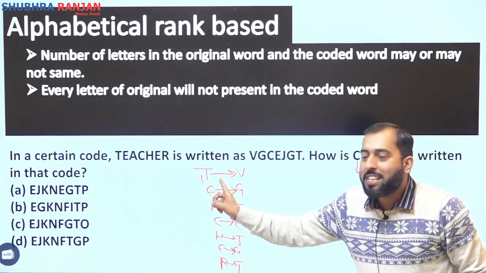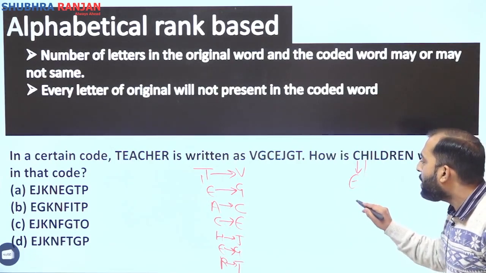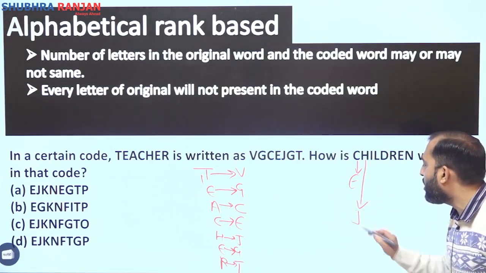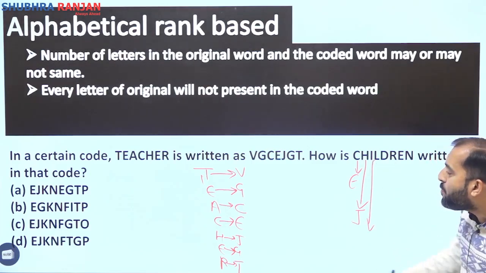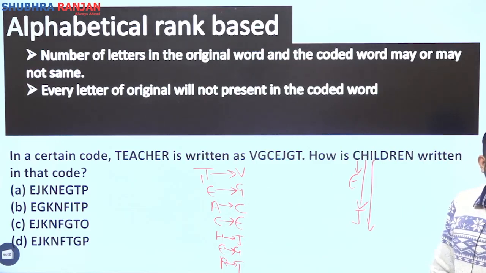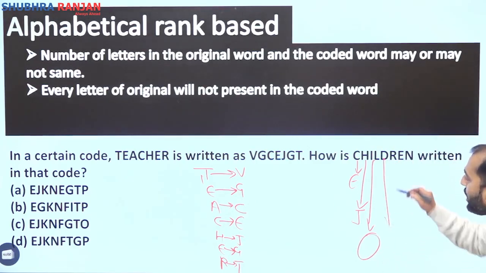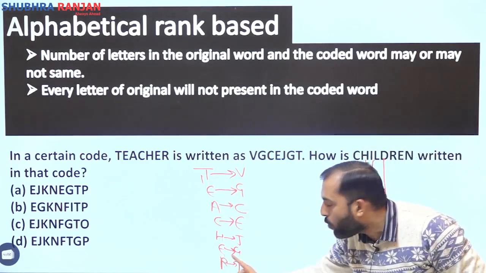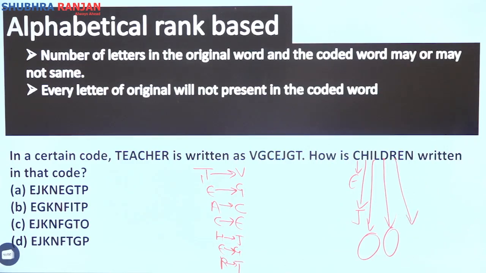If I want to utilize it, C must be replaced with E. H must be replaced with J. Now check out. Next, I must be replaced with... do I know anything? No, right? What about D? Any code for D that I know? No idea. Any code for R?